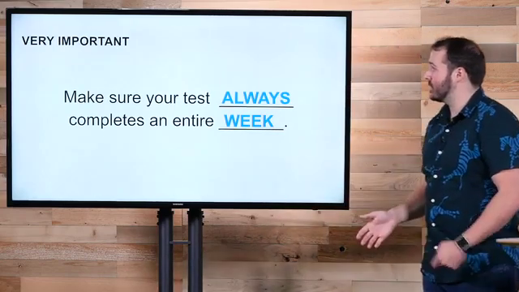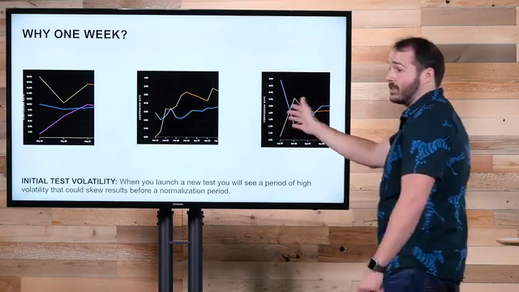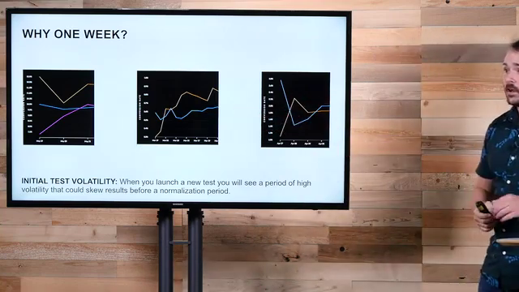And really one of the first things you'll see here is, like, I talked about primacy and novelty effects. There's always initial test volatility because of primacy and novelty effects. You have to let that ease out. And the best way to do that is to run it out for a full week.